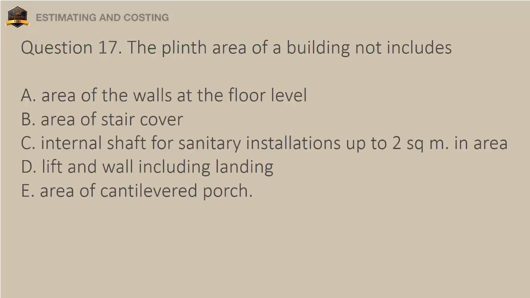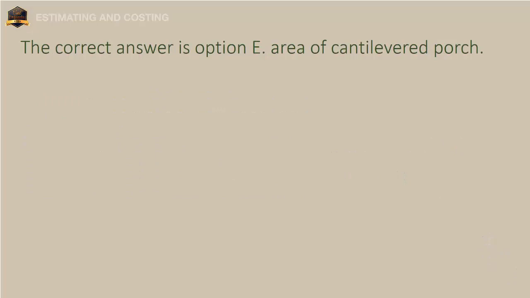Question 17. The plinth area of a building does not include. A. Area of the walls at the floor level. B. Area of stair cover. C. Internal shaft for sanitary installations up to 2 square meters in area. D. Lift and wall including landing. E. Area of cantilevered porch. The correct answer is option B.